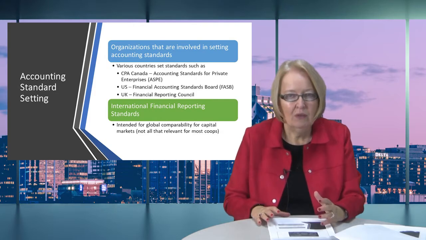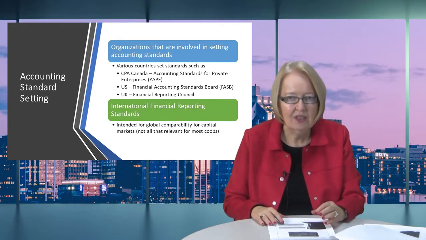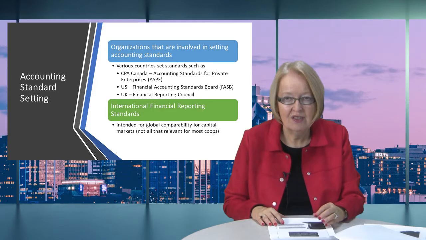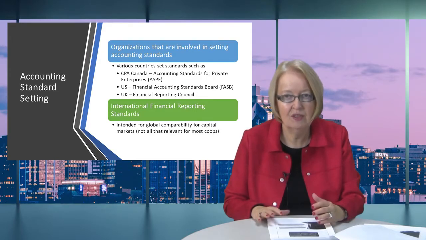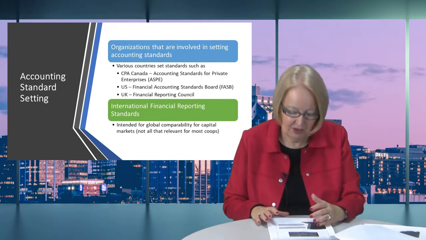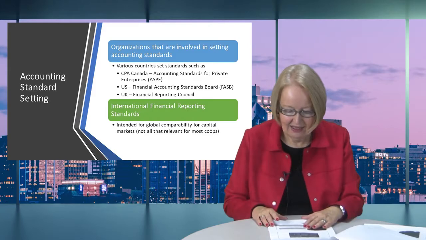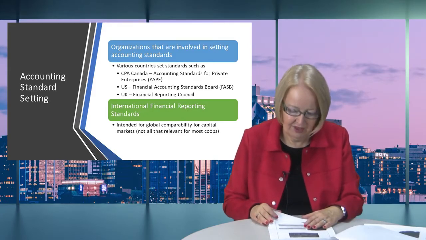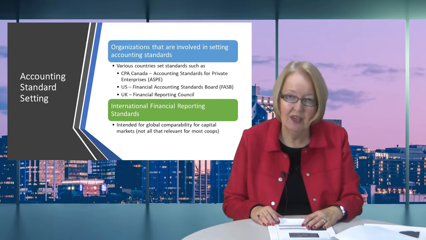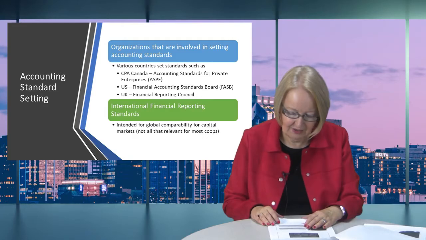So when we're looking at accounting, accounting is really governed by the standard setters. So various countries, most countries would have an accounting standard setting organization to establish the rules for their particular jurisdiction. So I just provide some examples here. In Canada, the Chartered Professional Accountants, they set the accounting standards for private enterprises. In the US, the FASB, the Financial Accounting Standards Board. In the UK, you have the Financial Reporting Council.